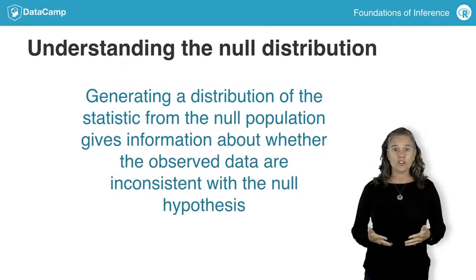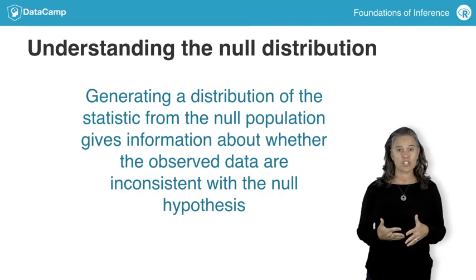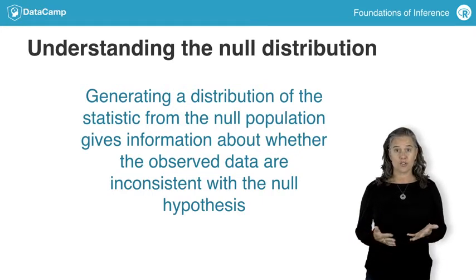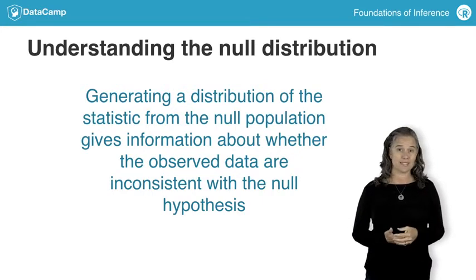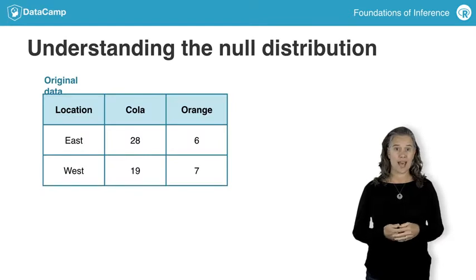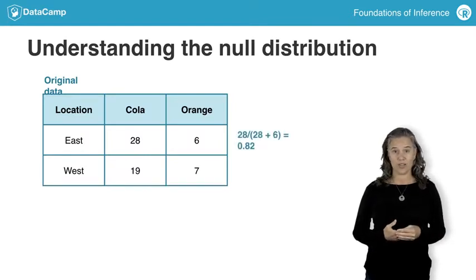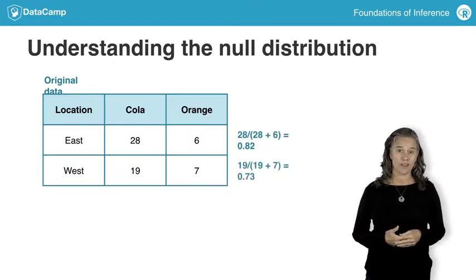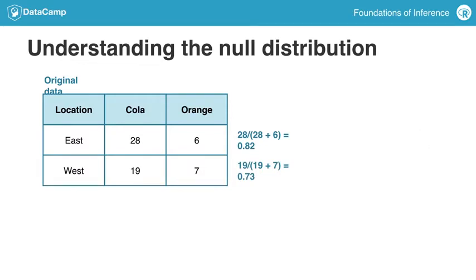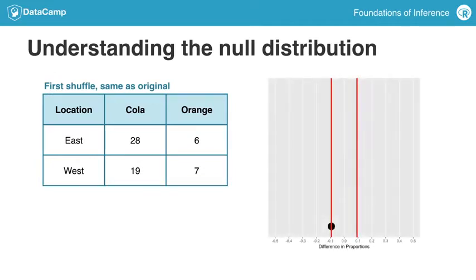That is, the null samples consist of randomly shuffled soda variables so that the samples don't have any dependency between location and soda preference. The original sample proportions are p hat east of 0.82 and p hat west of 0.73, a difference of -0.09. The first shuffle of the drink variable gives the exact same summaries as the observed data.